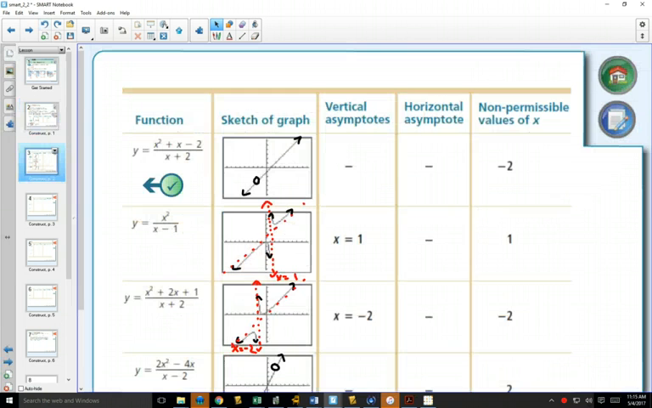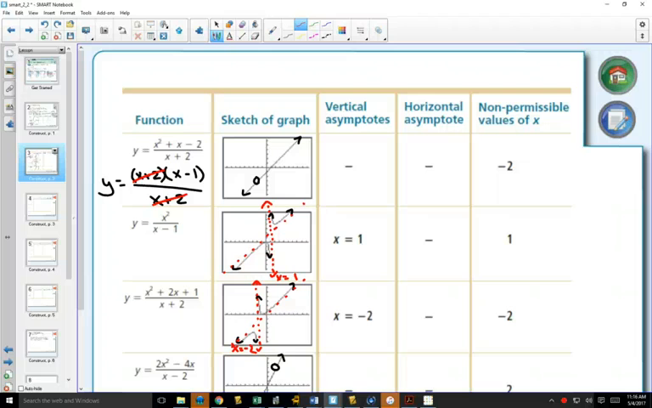So let's look at the other ones that had holes in it. If it has a hole, it's telling us chances are we can factor this. So can I factor the top of this one? Yes. I get x plus 2, x minus 1. Are there factors that are identical? Yes. And so those cancel out. And so this too just becomes the line x minus 1.